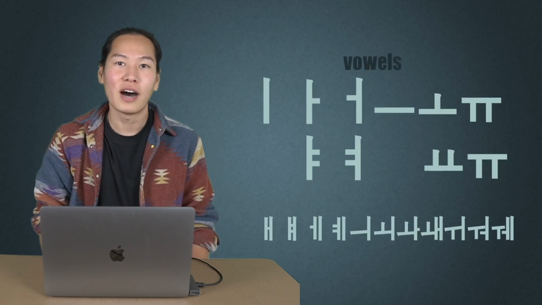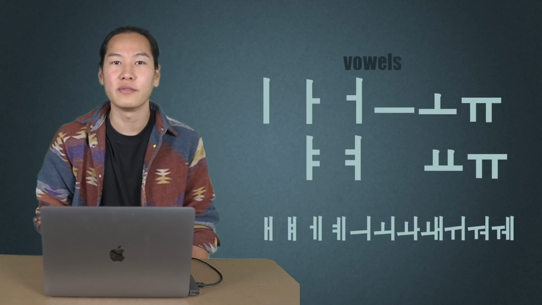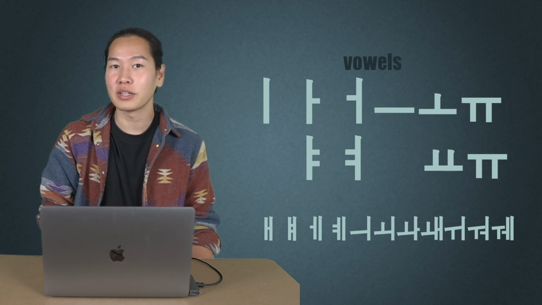Now let's take a look at vowels. There are two ways to place vowels in Korean. You might have already noticed with the word Hangul. Some vowels are written on the right side of the consonant and some are written underneath the consonant. Some vowels can also be combined together.